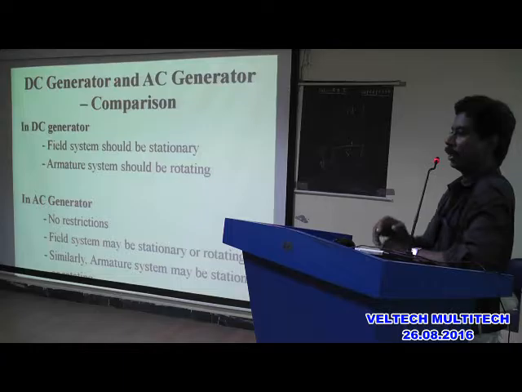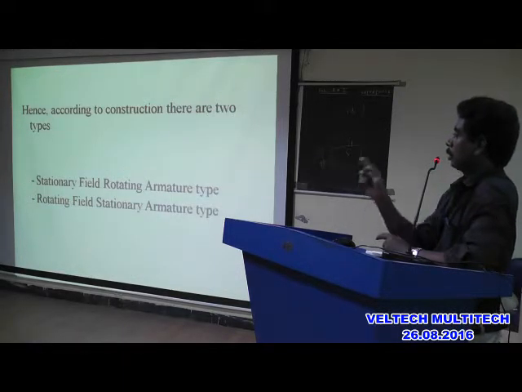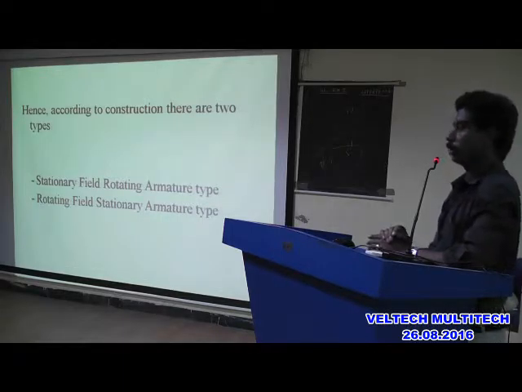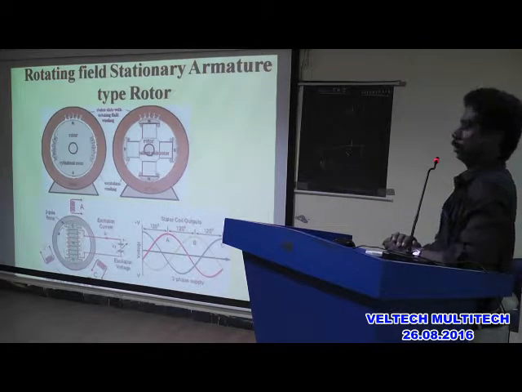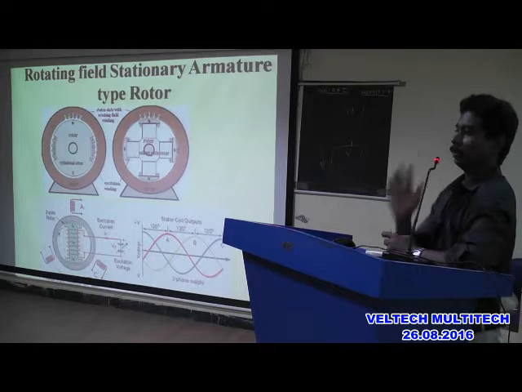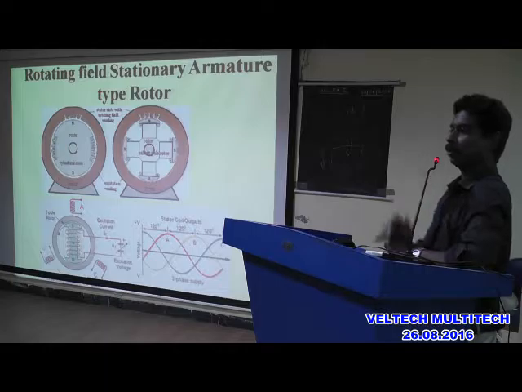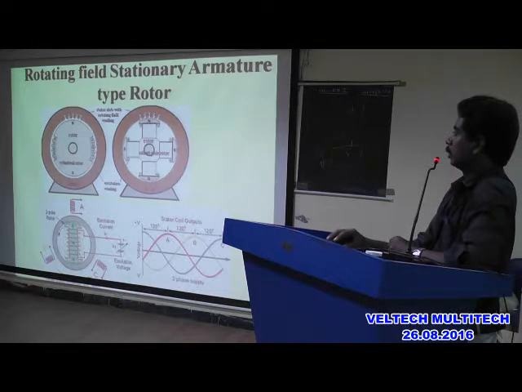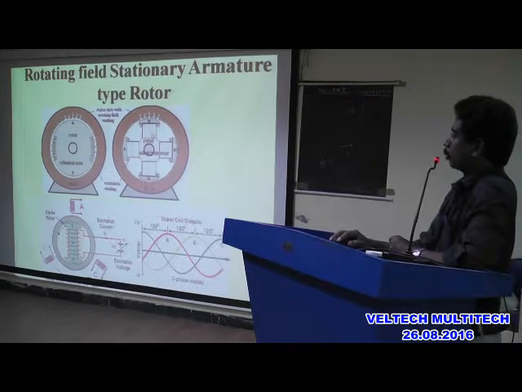In the case of a DC generator, you know the field system should be stationary. Now these are the two types of alternator according to construction: stationary field with rotating armature, and rotating field with stationary armature. Then based on the rotor, there are two types. One is the salient pole rotor and the other is the non-salient pole rotor. Salient pole rotor means projected pole rotor. So what is the difference between these two? Here the poles are projected; here the rotor is a smooth cylinder.